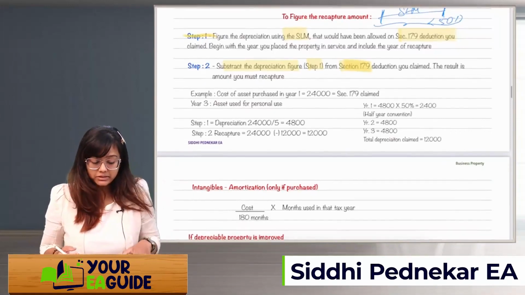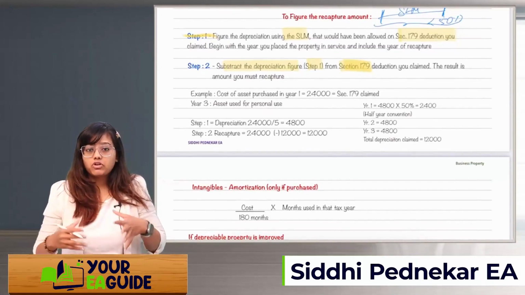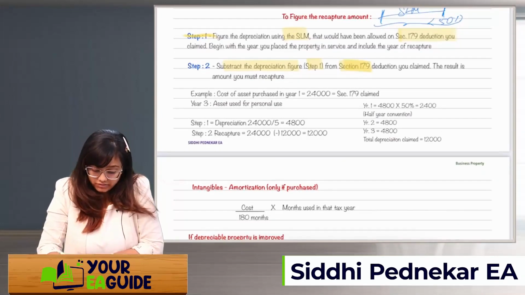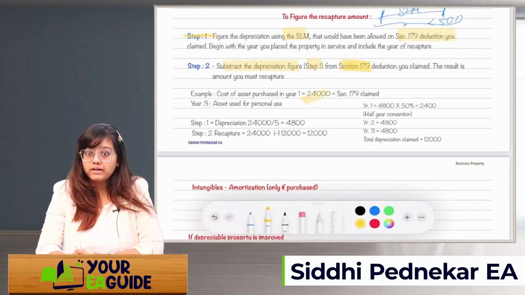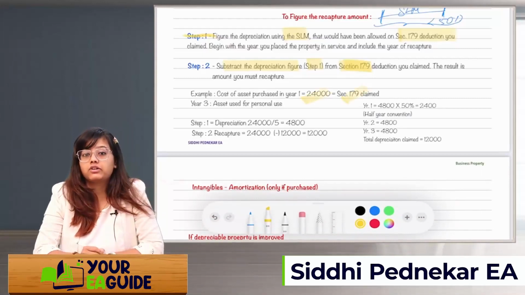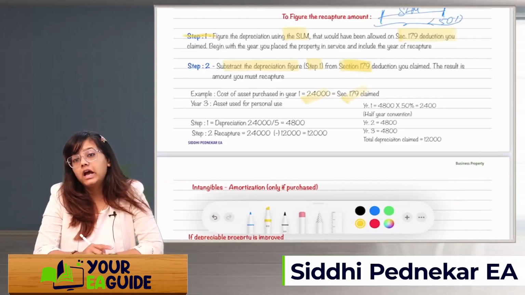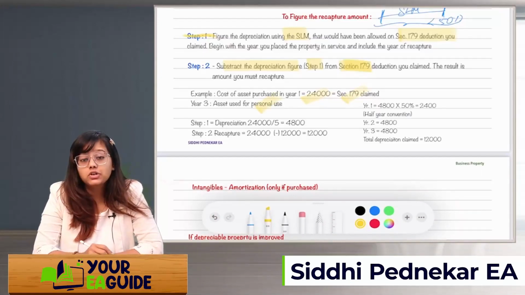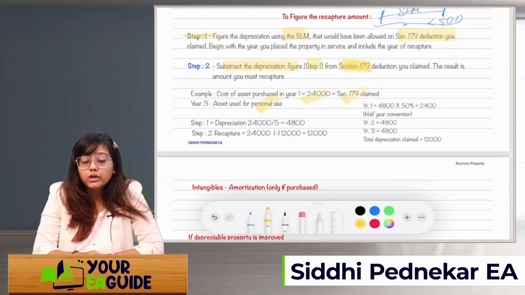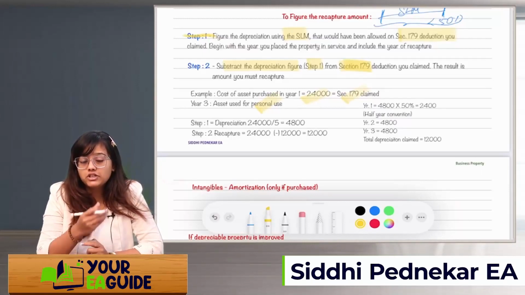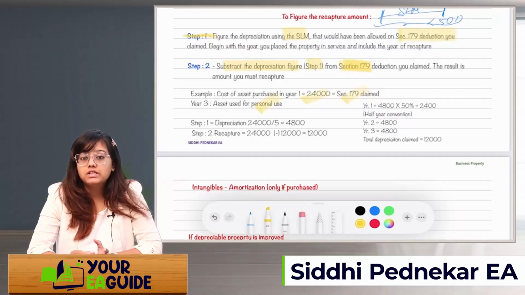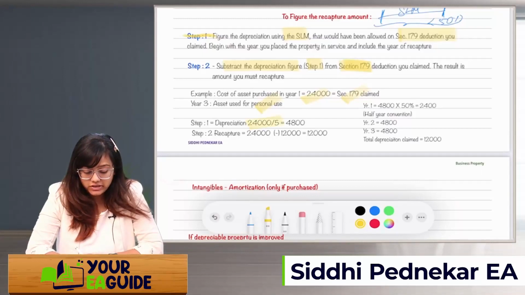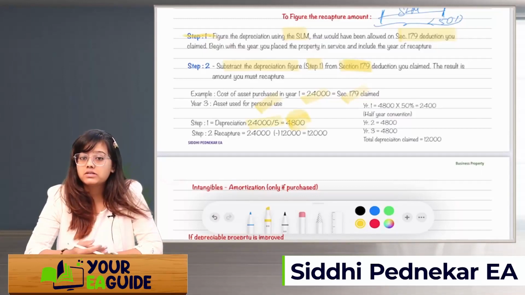Let's see one example. For example, if the cost of the asset you are purchasing in year 1 is 24,000, and in year 1 itself you have claimed 179 deduction. In year 3, now you are using this asset for personal use. First you will see that 24,000 was the cost. The class life is 5 years. So 24,000 divided by 5, 4,800 is my SLM depreciation.